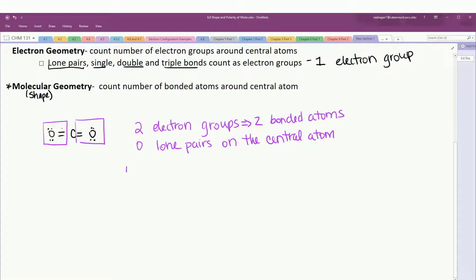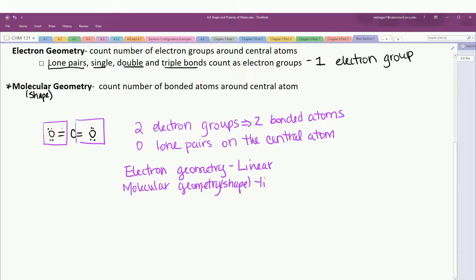So our electron geometry is linear. Our molecular geometry, or shape, is also linear.